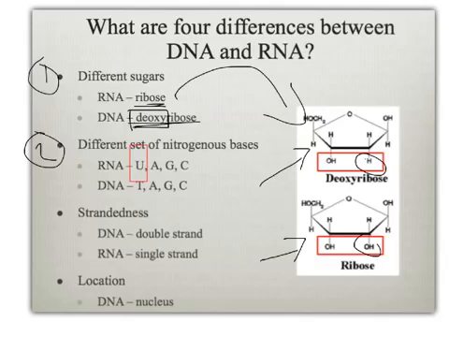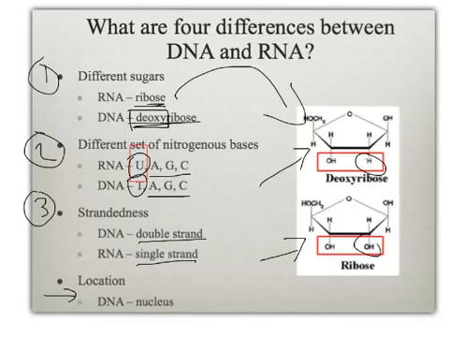The second difference is they have different sets of nitrogenous bases. The A, G, and C are the same, but RNA uses uracil, where DNA uses thymine. They have different strandedness, so DNA is double-stranded, RNA is only single-stranded. And then they have different locations, and this got cut off. So DNA is located in the nucleus, and RNA, I'm going to have to add this in, it got cut off, RNA is located in the cytoplasm.